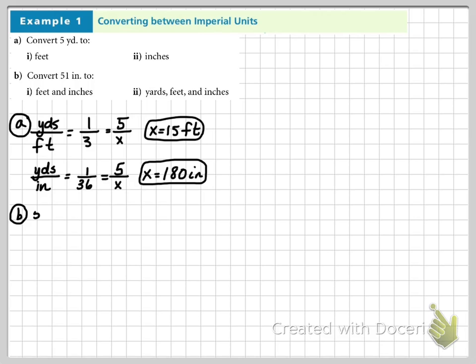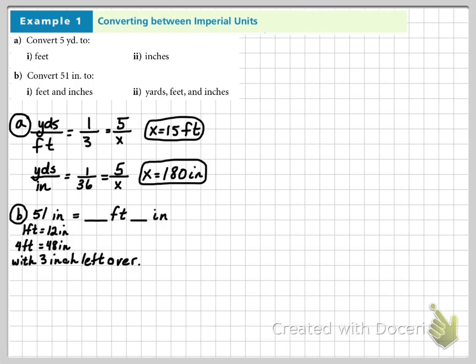Our next one, B. We have converting 51 inches to feet and inches. What we're going to do is say that 51 inches is how many feet and how many inches left over. Since 1 foot is 12 inches, 12 times 4 is 48. So 48 inches out of 51 inches would be 4 feet. So we could say that's 4 feet with 3 inches left over. And that's what our answer is going to be. 4 feet, 3 inches is the same as 51 inches.